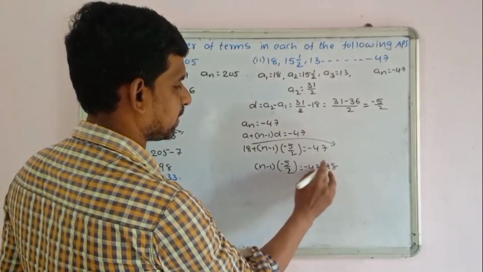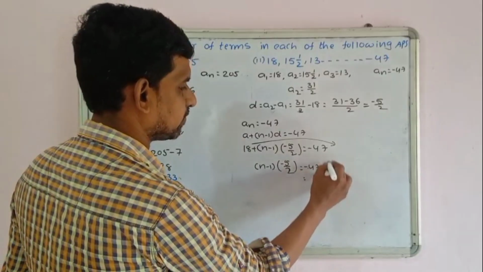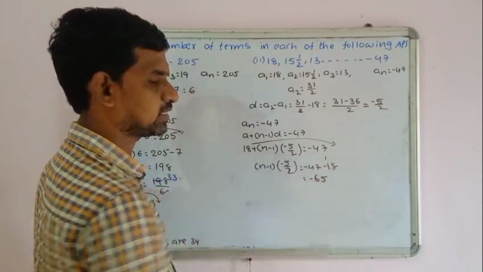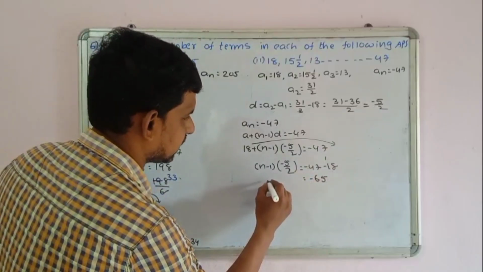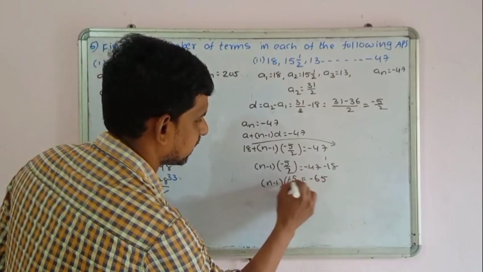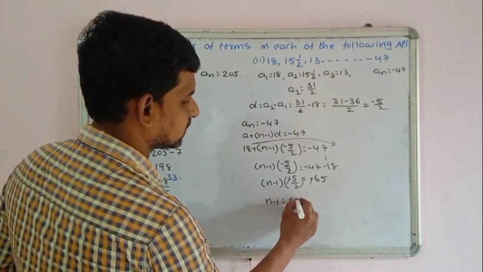So 7 minus 4, 7 minus 18. So 8 plus 7 is 15, 1 balance. 1 plus 1 is 2, 2 plus 4 is 6. Minus 65. So (n minus 1) times minus 5 by 2. Minus minus gets cancelled. So (n minus 1) equals 65.